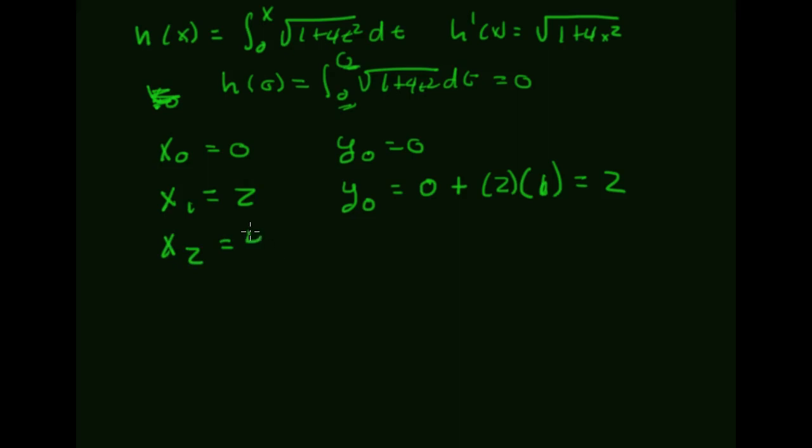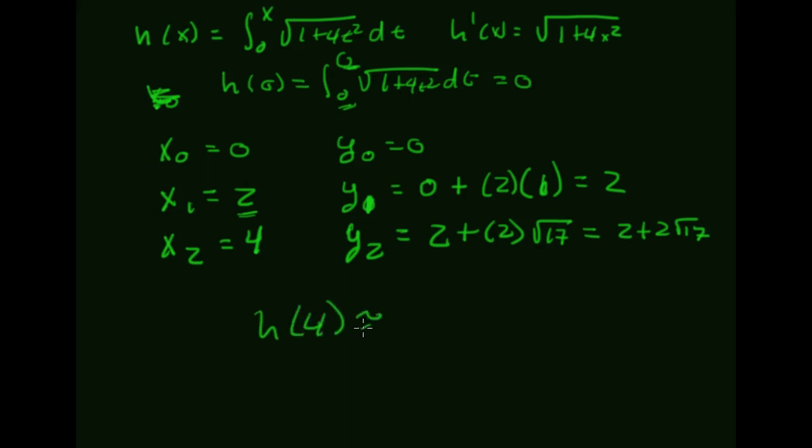So x sub 2 is now 4, which is where I want to end up. Y sub 2 starts at 2, plus the step size times the derivative when x is 2. So 2 squared is 4, times 4 is 16, plus 1 is the square root of 17. So the value is 2 plus 2 radical 17, and that's my answer. We have that h of 4 is approximately 2 plus 2 radical 17. That's it. All right, so let's look at part D.